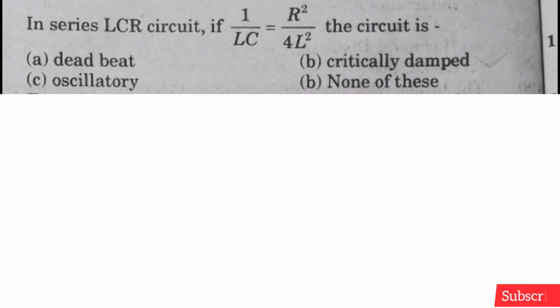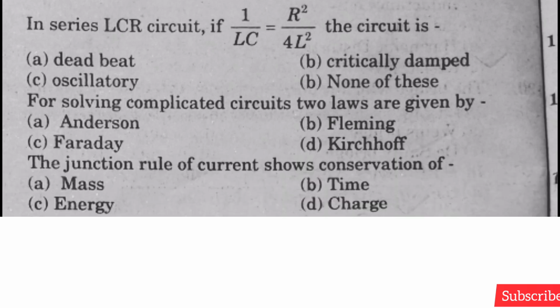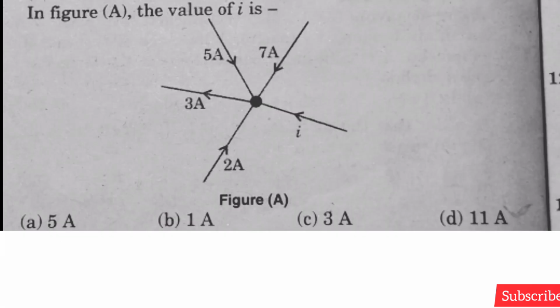In series LCR circuit, if 1 by LC is equal to R square by 4L square, the circuit is critically damped. Option B is right. For solving complicated circuits, two laws are given by Kirchhoff. Option D is right. The junction rule of current shows conservation of charge. Option D is right. The loop rule of Kirchhoff's is. Option A is right. In figure A, the value of I is 11 ampere.